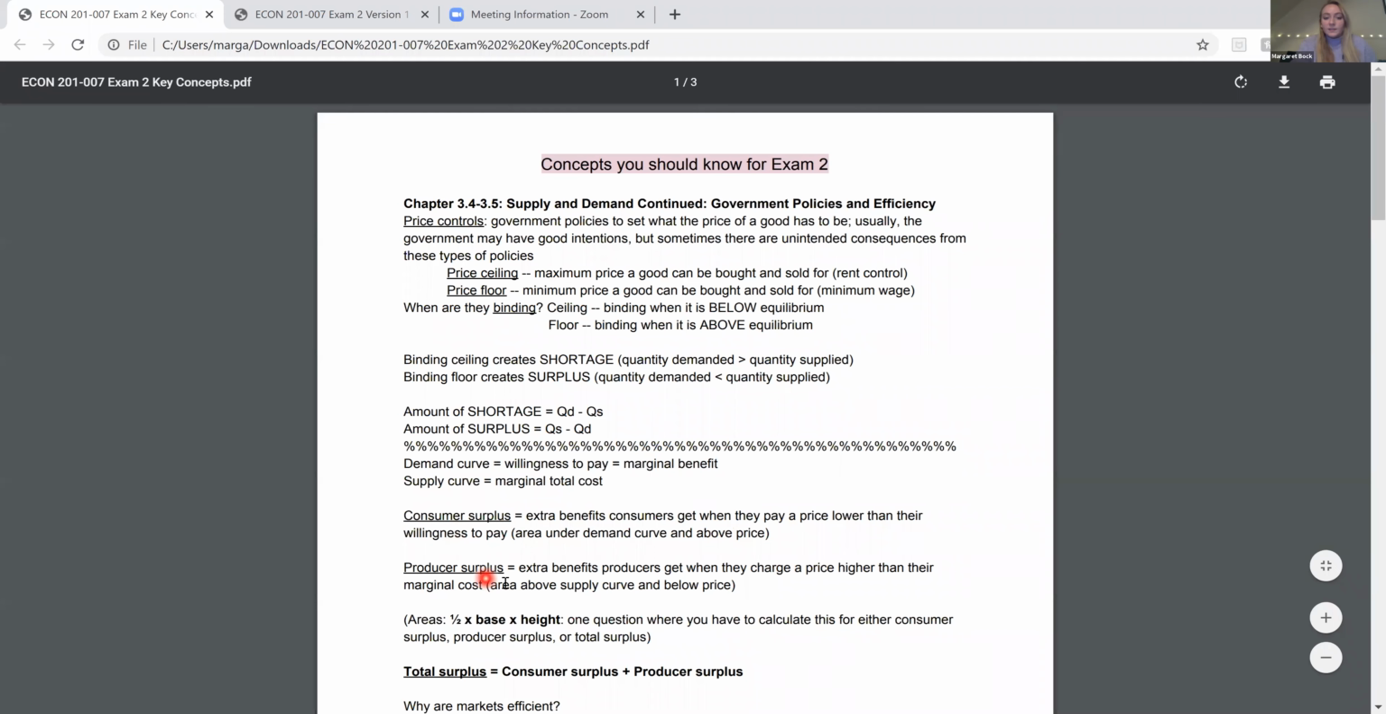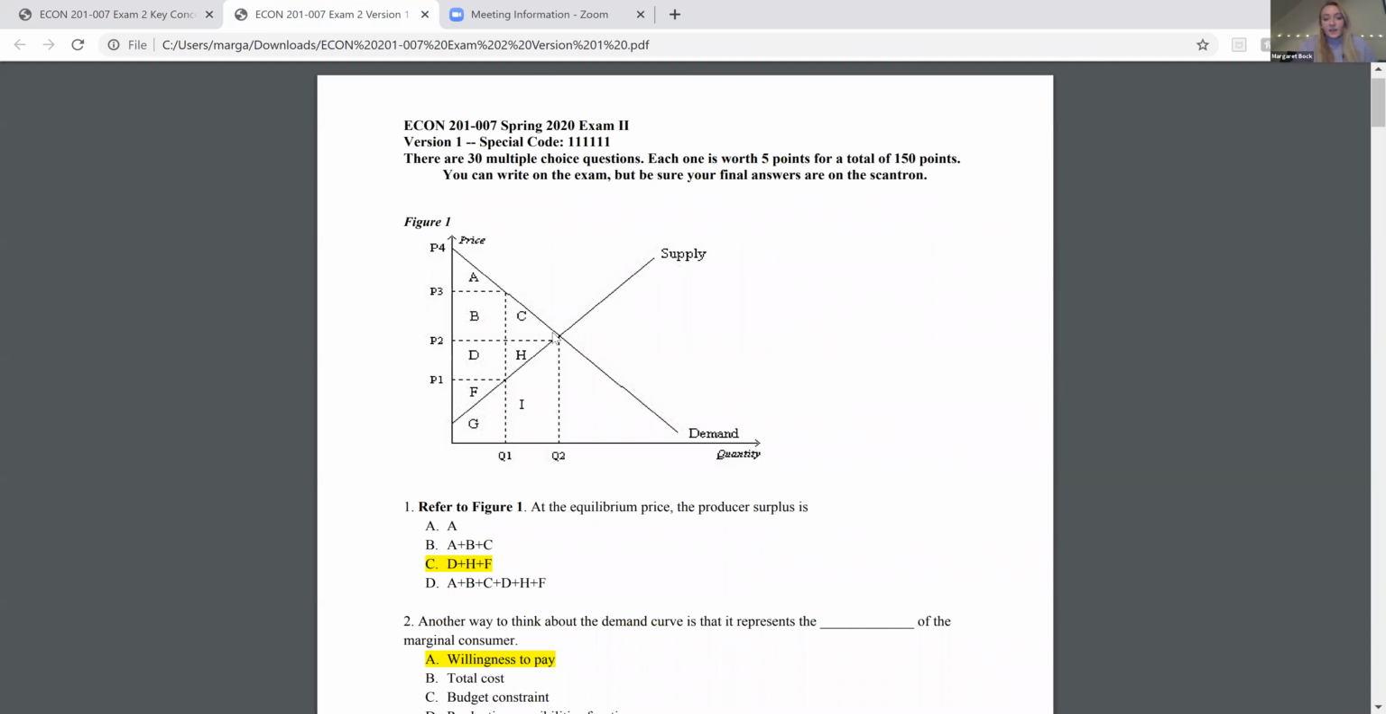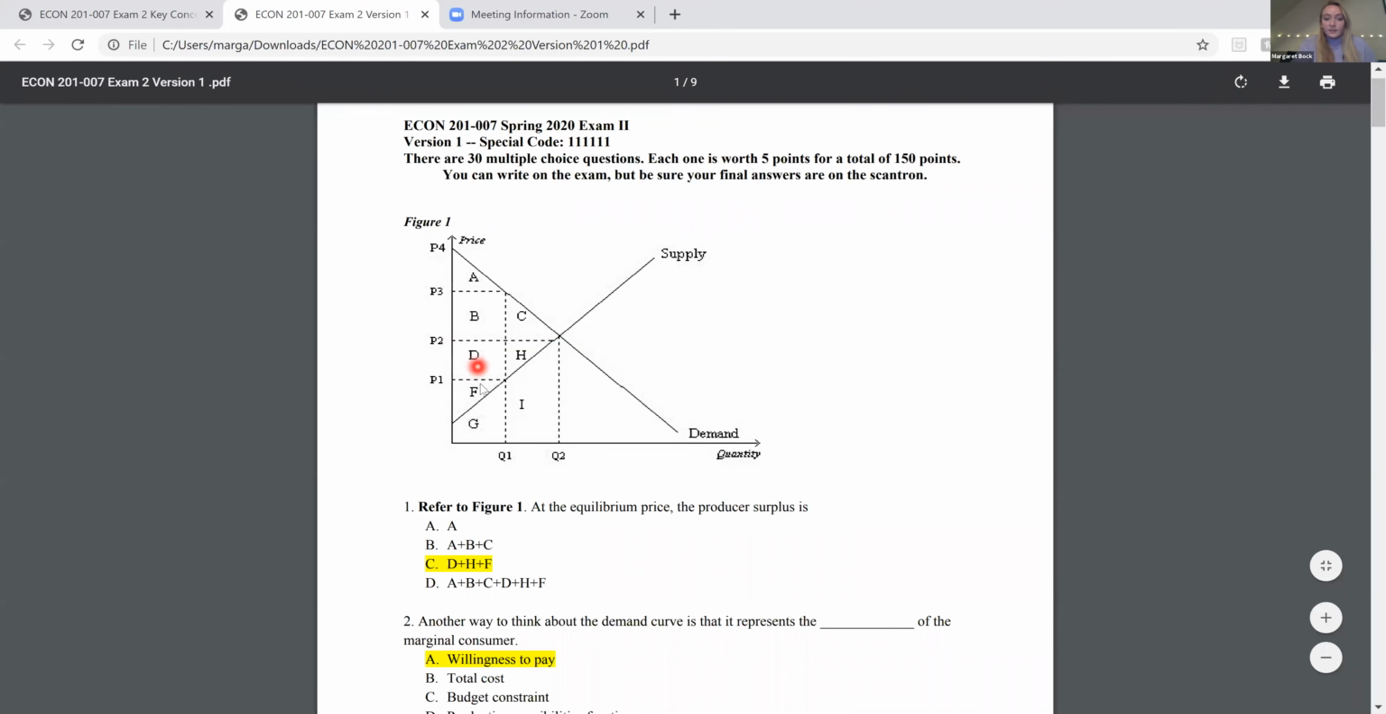Producer surplus is the extra benefits producers get when they charge a price higher than their marginal cost. So this is the area below the price and above the supply curve. So we see that at the equilibrium price, the producer surplus is just DHF. If this had said consumer surplus, it would be ABC. And if this had said total surplus, it would be ABCDHF.